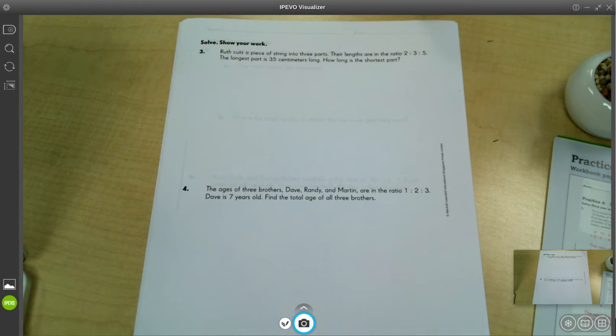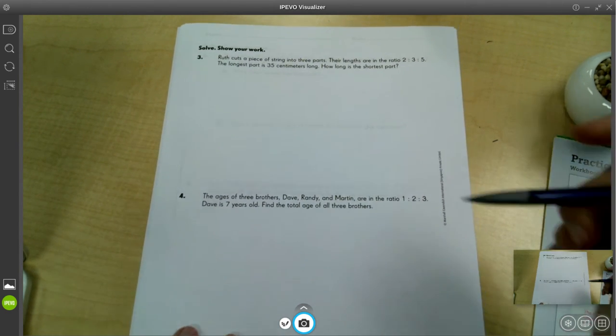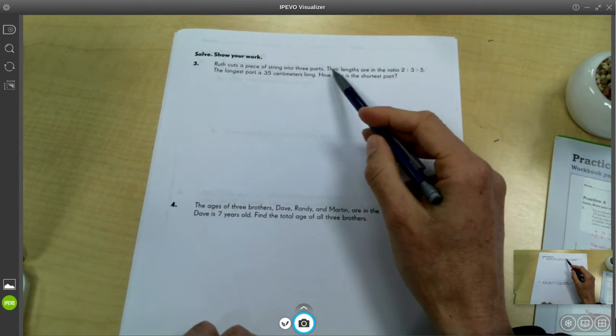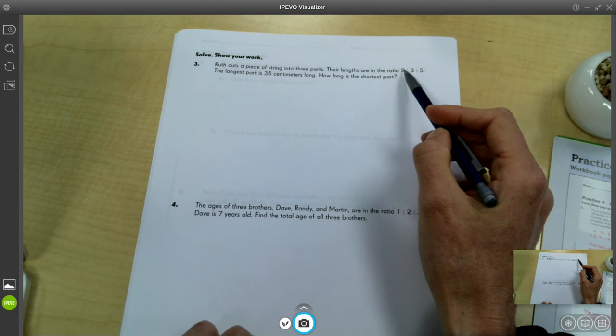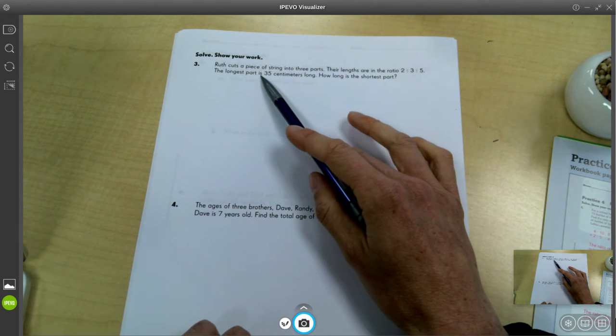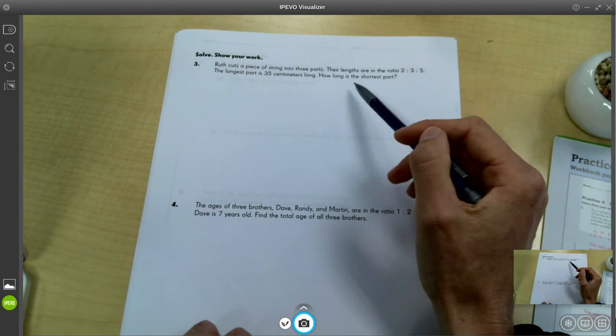Next page. Ruth. Good old Ruth. Cuts a piece of string into 3 equal parts. Their lengths are in the ratio 2 to 3 to 5. The longest part is 35 centimeters. How long is the shortest part?